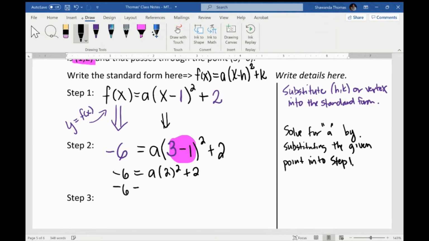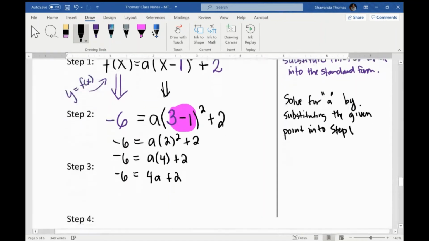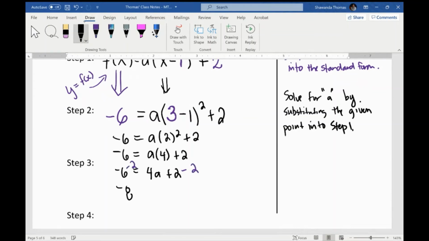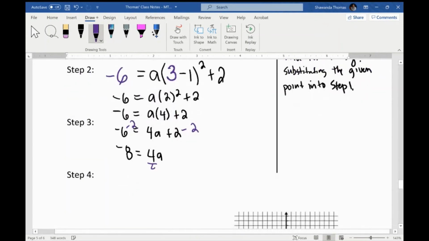Then we know that is a times 4, plus 2, which is really 4a plus 2 if we wrote it the right way. Then what? Then subtract 2 from both sides. Then we get -8 equals 4a. Then divide by what? 4. Yep, divide by 4.